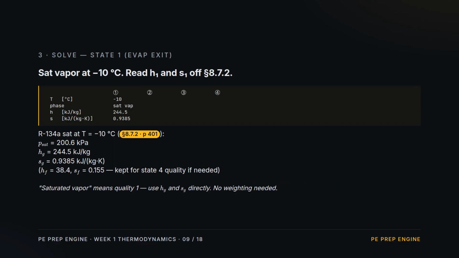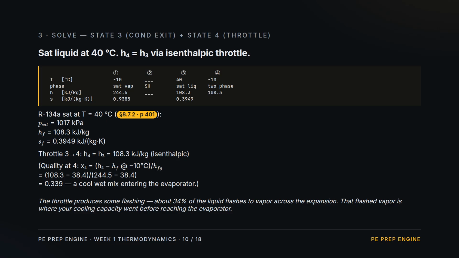Solve. State 1, saturated vapor at -10 Celsius. Read the saturation table. Psat is 200.6, Hg is 244.5, Sg is 0.94. Note HF at 38.4 for the state 4 quality. State 3, saturated liquid at 40 Celsius. From the table, Psat about 1017, HF is 108.3, SF is 0.40. State 4, the throttle is isenthalpic, so H4 equals H3. The quality works out to about 34% flash to vapor.